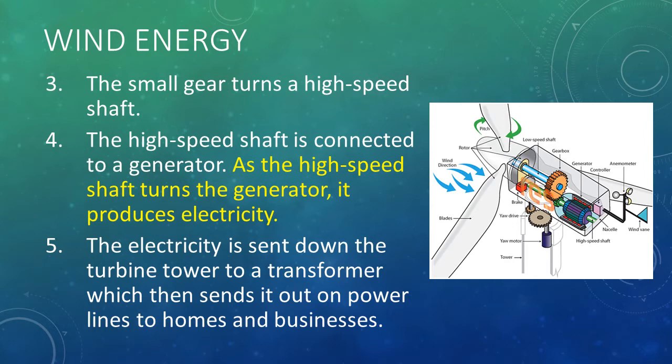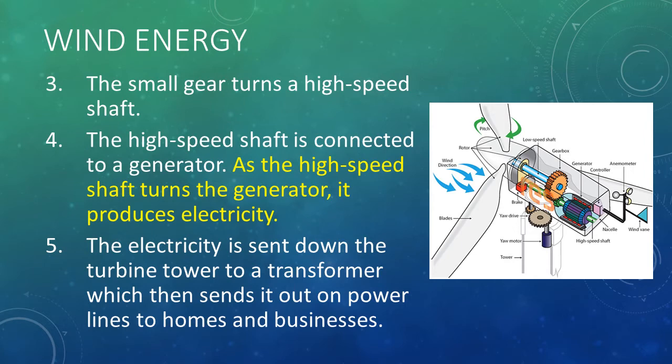Now, if we move beyond this, third step here is that the small gear turns a high-speed shaft. Step 4, that high-speed shaft is connected to a generator. Okay, we've talked about generators before. But again, as the high-speed shaft turns the generator, it produces electricity. If you remember from our discussion on generators, we need that high-speed movement in order to produce electricity efficiently.